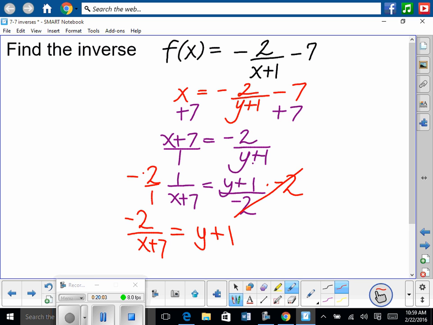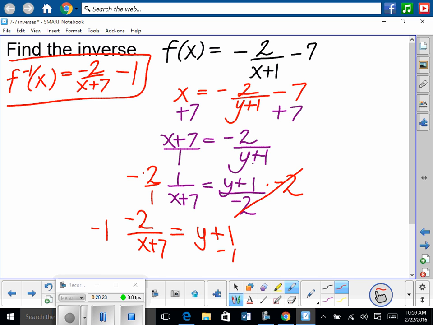Then what will we do? Okay, so this is how we would write it correctly. We have f inverse of x is equal to, this was in front, so we have negative 2 over x plus 7, right? And that was minus 1, right? So then minus 1. Okay? Any questions?